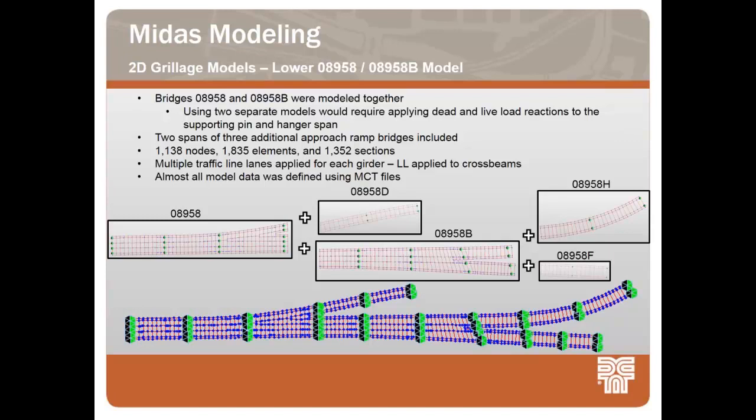complicated. The model consisted of over 1,000 nodes, almost 2,000 elements, and over 13,000 different sections. There's multiple traffic lanes applied for each girder, and the live load was applied to the cross beams. Almost all the model data was defined using MCT files. There was only a few things that were defined in the GUI environment, which included a few rigid links to model the splitting girders, as well as a few additional deck elements and rail elements at expansion joints and where the decks merge together.